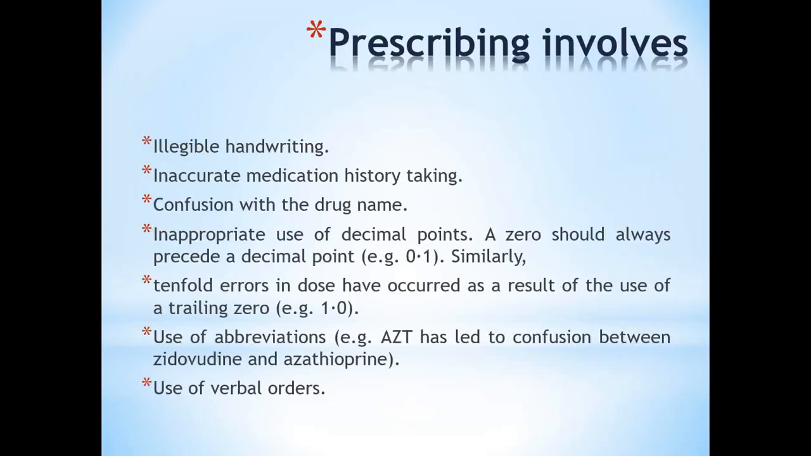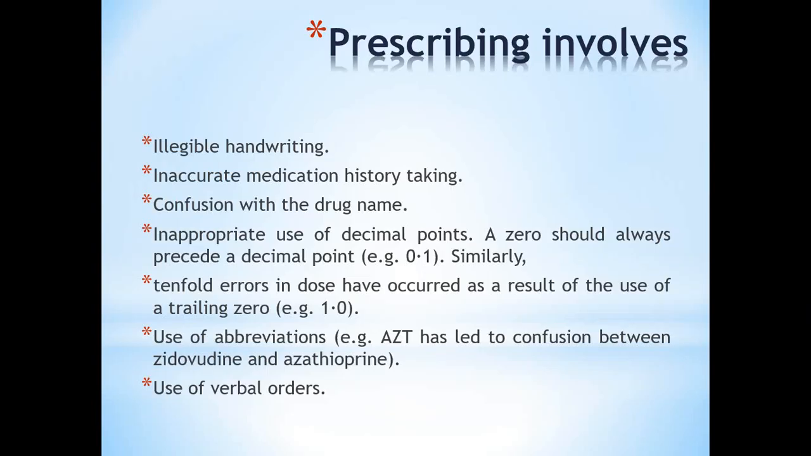Prescribing error also involves illegible handwriting. Again, the handwriting is so poor that it may be read as something else than what is to be prescribed. Then there is inaccurate medication history taking. It is from the physician side, the history taken by the physician, the junior physician, or the PGs, was inaccurate. It was not audible to the prescriber, and there are some constraints between the patient and the prescriber, like a lingual barrier or some sort of audible barrier. So the history was taken inaccurately.